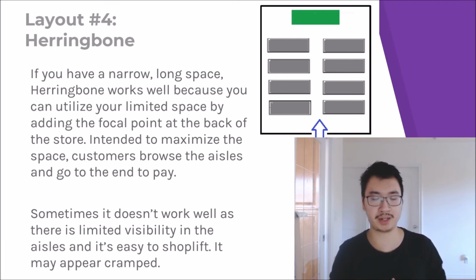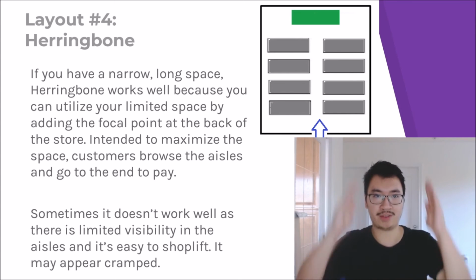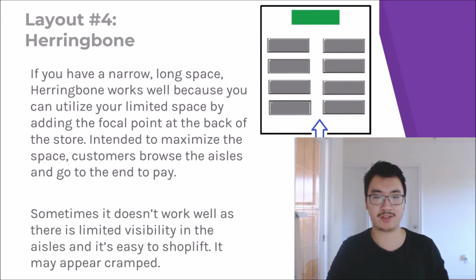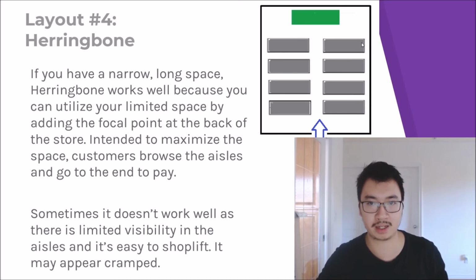It may also appear very cramped, but you have to work with the space you have, which is why it's important that you look at your retail space and organize the displays and the items so that you don't have any empty space and you can maximize the space by making it very attractive, and you can put different displays as well. So herringbone works well as a grid type where you have a narrow, long space and you have your cash register at the back, and customers peruse, go to the end, and then walk out.